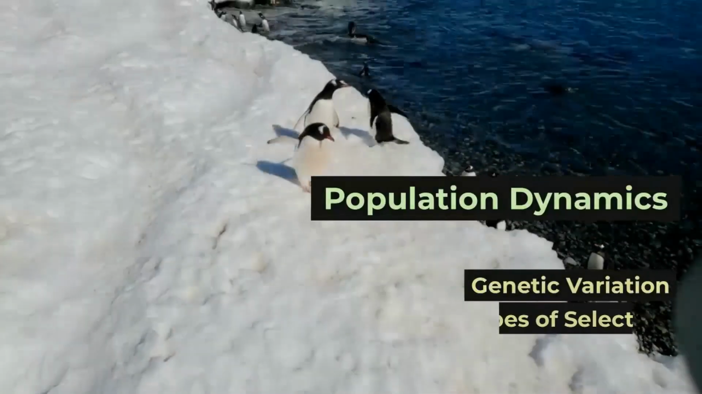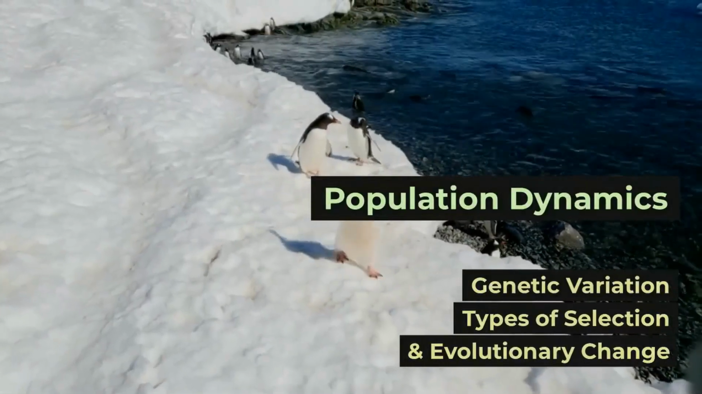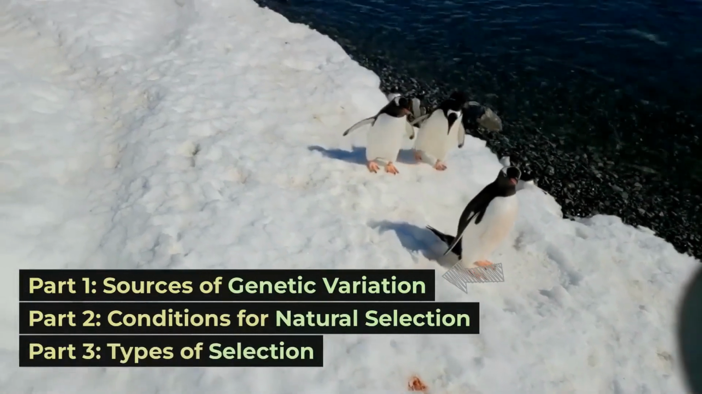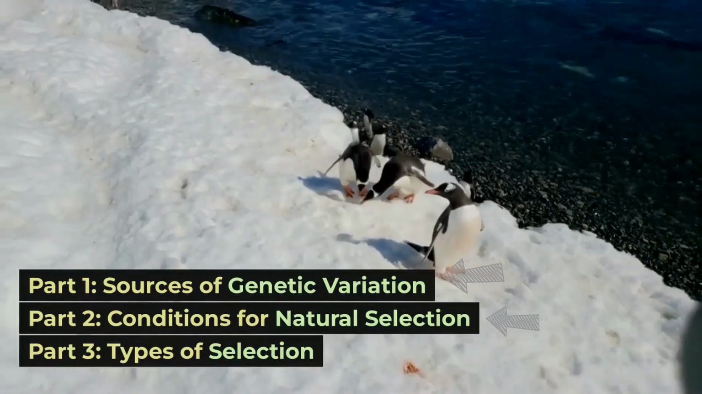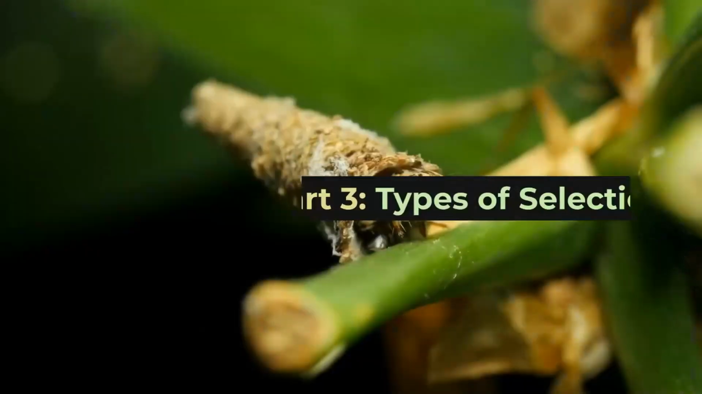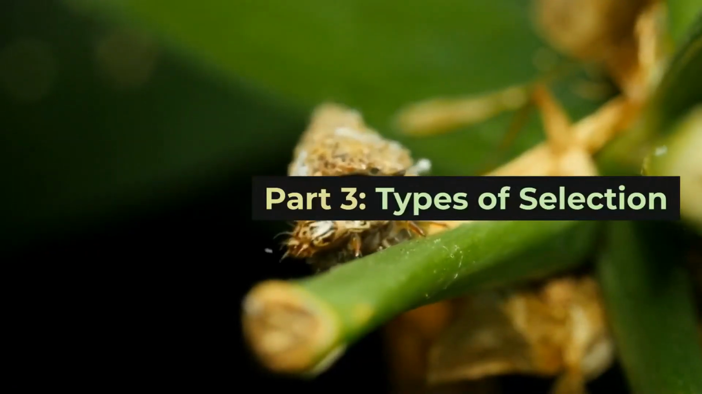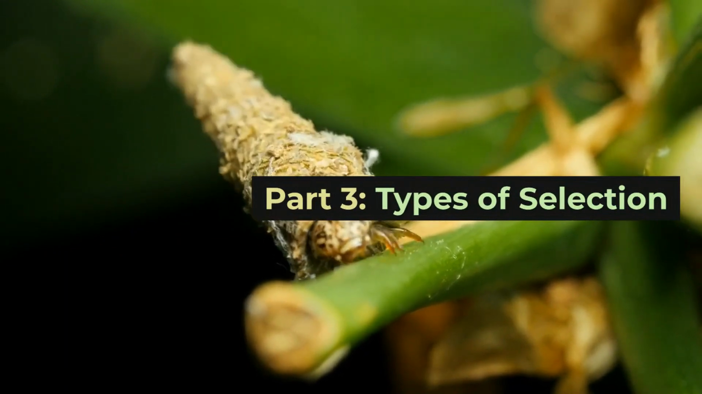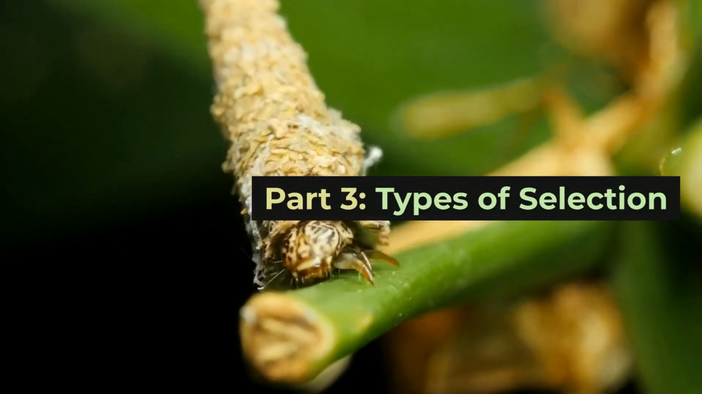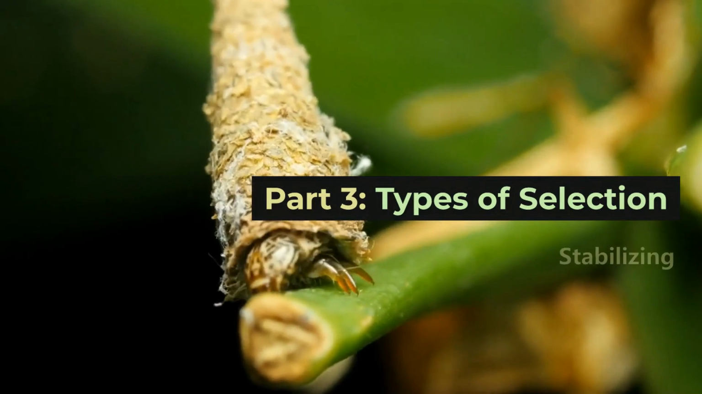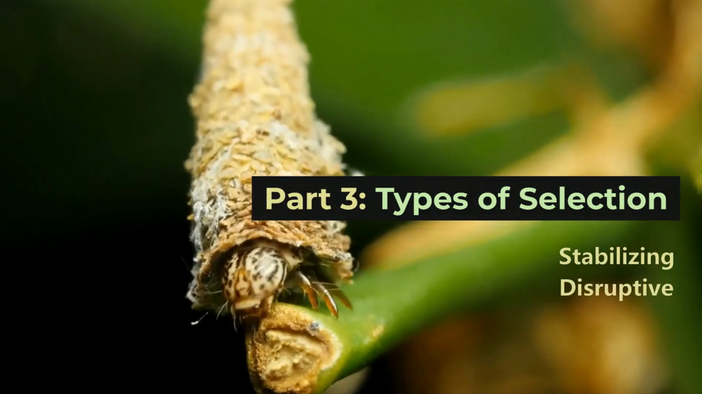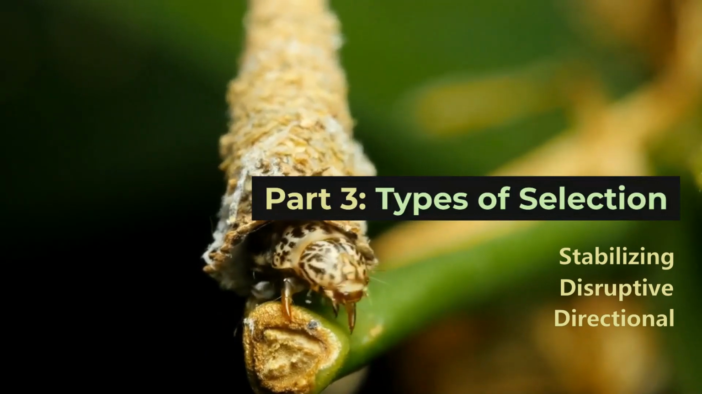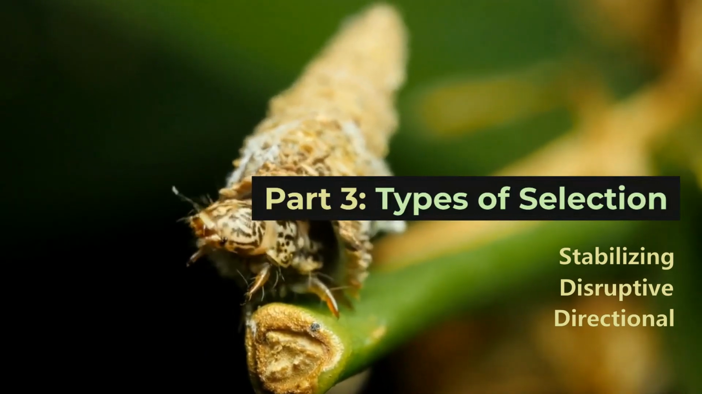Welcome back. Let's continue our discussion on population dynamics. We already touched on the sources of genetic variation as well as conditions for natural selection. So moving on to part 3, types of selection. Let's now differentiate between the 3 types of selection. We have stabilizing, disruptive, and directional selection. Each type has distinct effects on allele frequencies within a population.